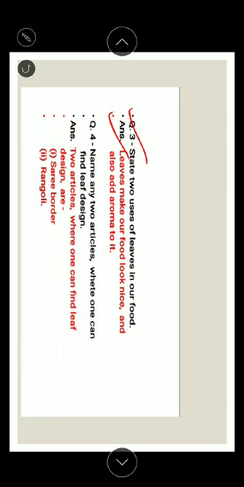Question number 4. Name any 2 articles where one can find leaf designs. So answer is, 2 articles where one can find leaf designs are sari border and rangoli.